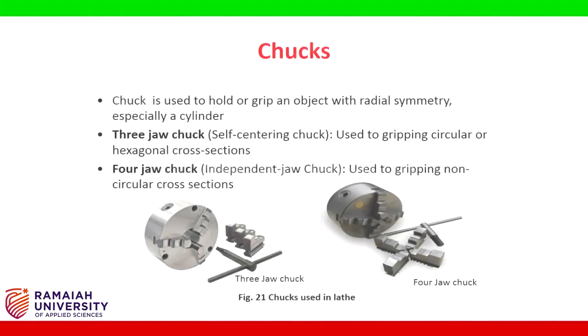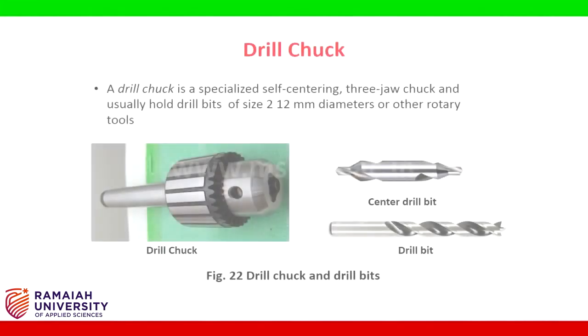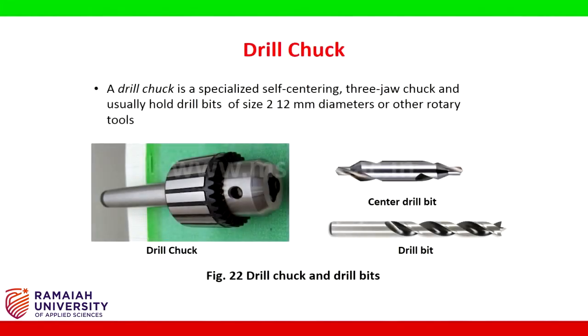Chuck, work holding device. Chuck is used to hold or grip an object with radial symmetry, especially a cylinder. Three-jaw chuck, self-centering chuck, used for gripping circular or hexagonal cross sections. Four-jaw chuck, independent jaw chuck, used for gripping non-circular cross sections. Drill chuck, it is tool holding chuck. A drill chuck is a specialized self-centering three-jaw chuck and usually holds drill bits of size 2 to 12 mm diameters or other rotary tools.